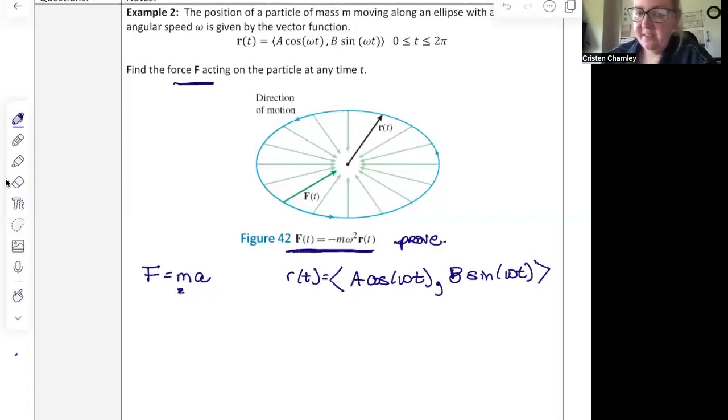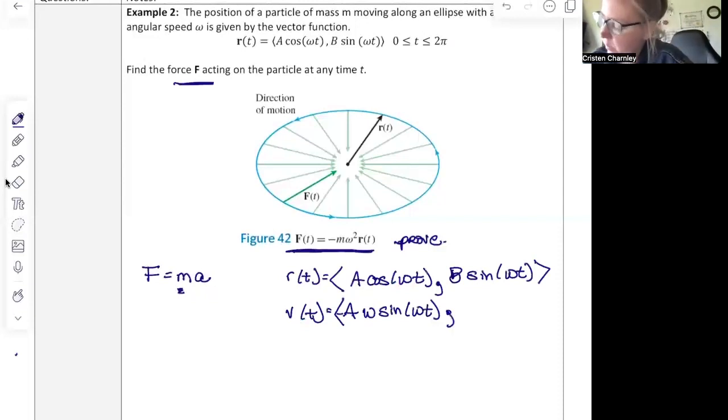we want to find the first derivative. So my velocity is going to be a, that w, there's a negative in the front, sine wt, there's a chain rule in there. Same thing with the y component. Okay. Now from here, we need acceleration. We'll find the derivative again.